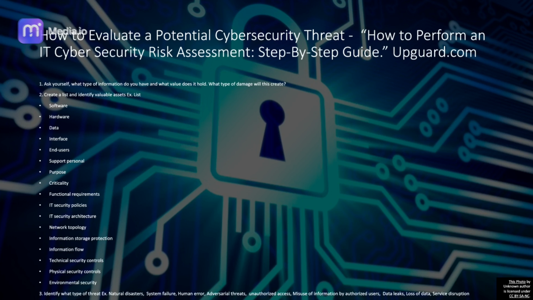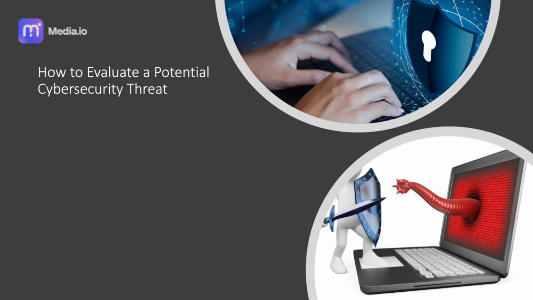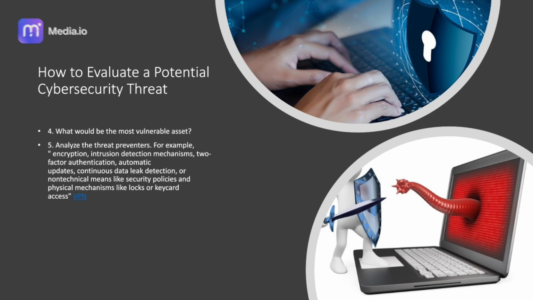Then number three would be, what type of threat is this? Is it a natural disaster, a system failure, a human error, adversarial threat, unauthorized access, misuse of information by authorized users, data leaks, loss of data, or service disruption? Now, number four would be, what would be the most valuable or vulnerable asset?